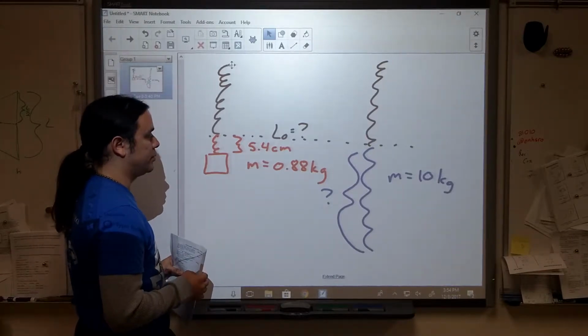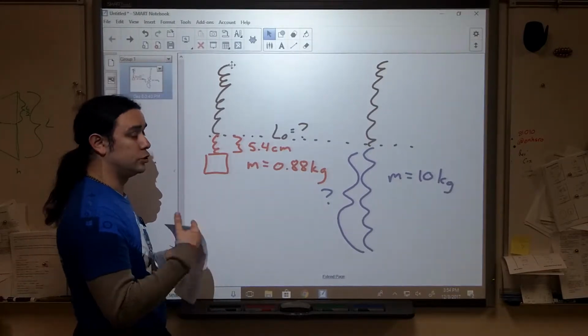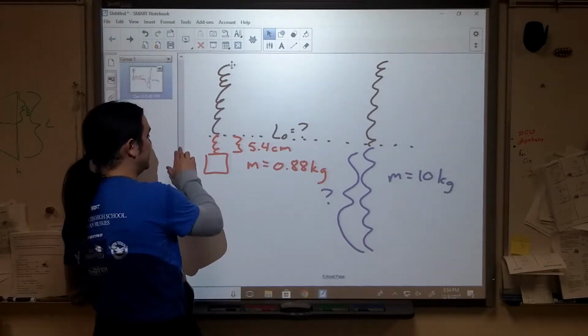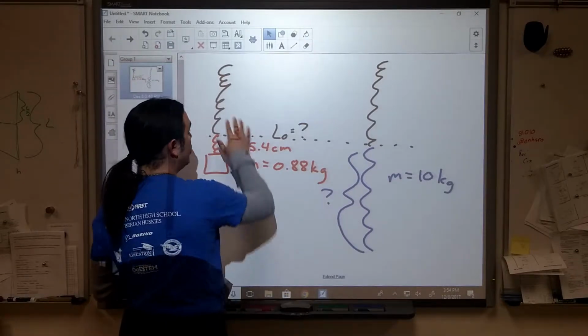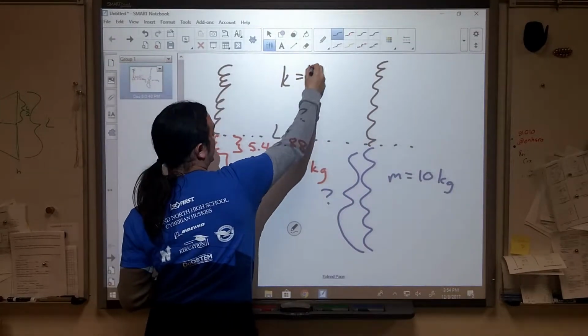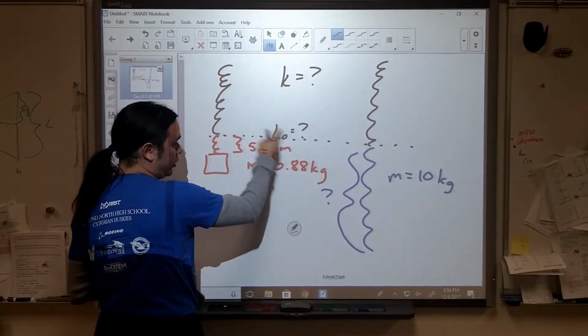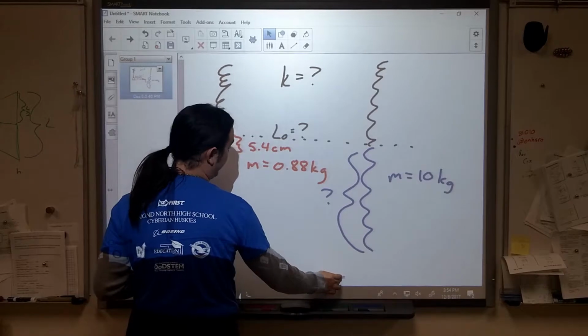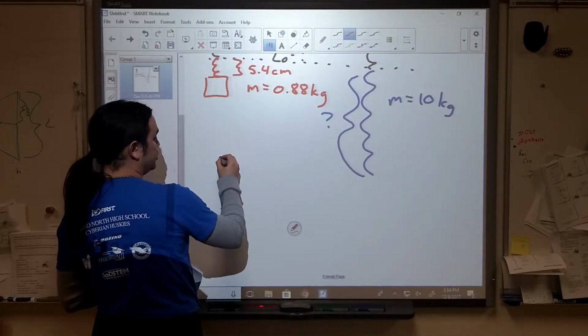So here's what we're going to do. This is kind of a complex problem. We're going to need to do 2 steps in this. First, we're going to want to find something that is in common between these two. Well, it's the same spring, so what we really need is the spring constant, K. So we're going to take our information here at the beginning and find our spring constant. We're going to use Hooke's law.